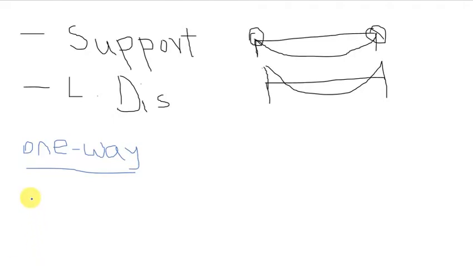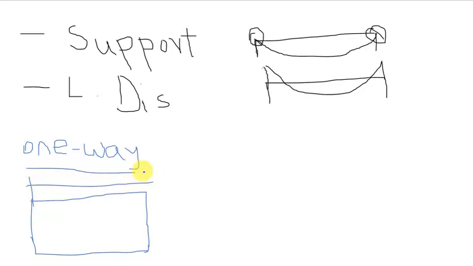If we have a slab like this, and this one here is the longer side, let us call the longer side LY. Then the shorter side, we call that LX, right? So a slab is called one-way if it only distributes its load to only two supports, right?